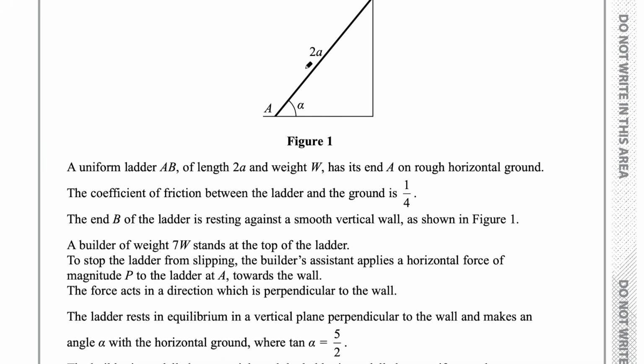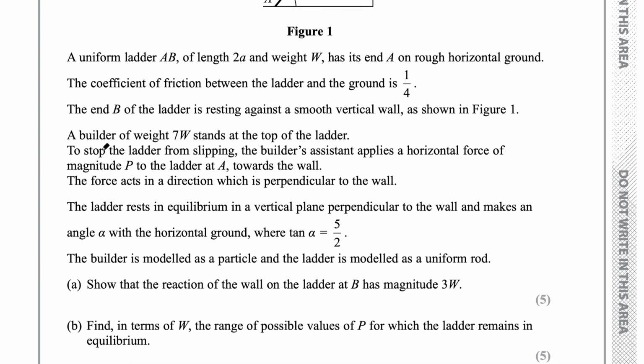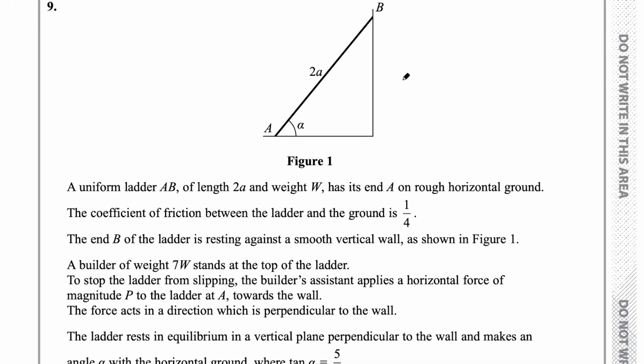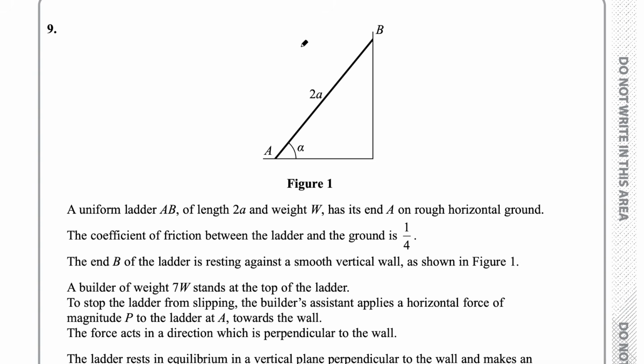They've already labelled this angle and the length of the ladder. I just wanted to point out a couple of things. So when it says the ladder rests in equilibrium in a vertical plane perpendicular to the wall, that's just meaning that it's not moving sideways. So it's not shifting off to the side, if that makes sense. It's hard to draw with arrows, but basically we're looking at a two-dimensional movement rather than three-dimensional sideways.